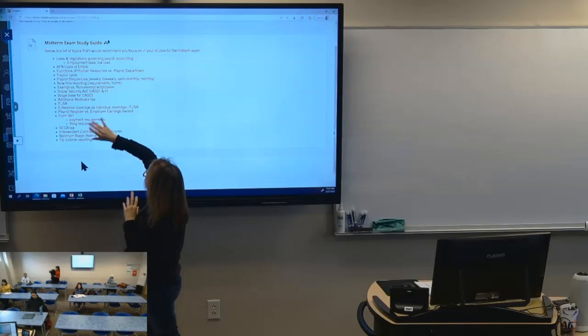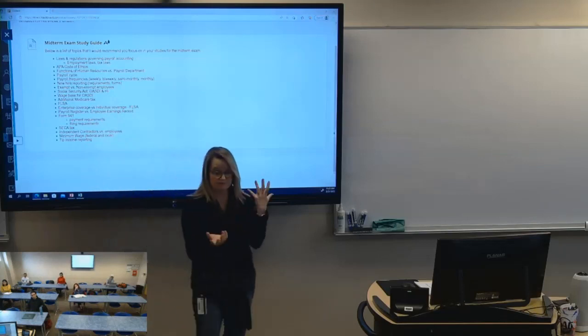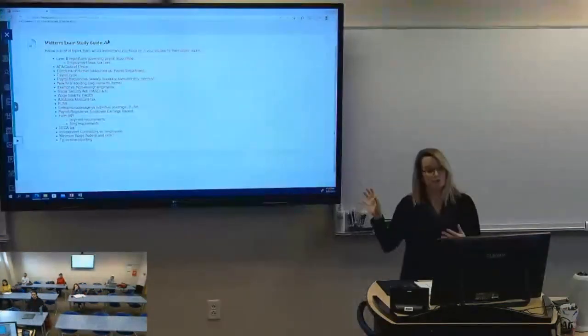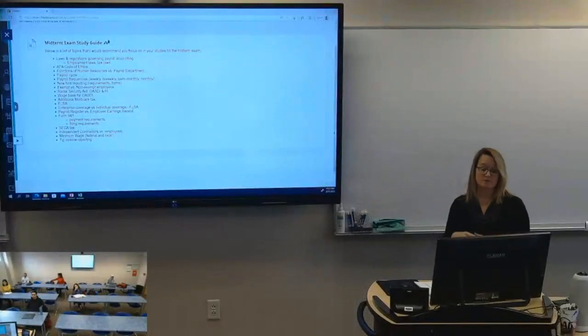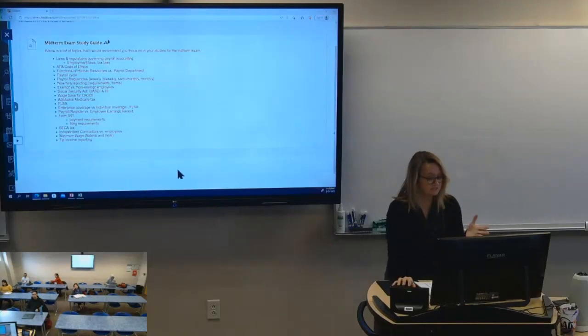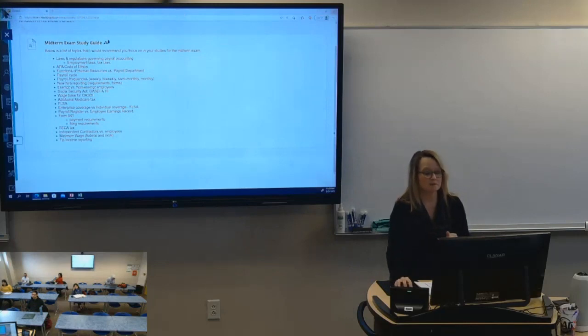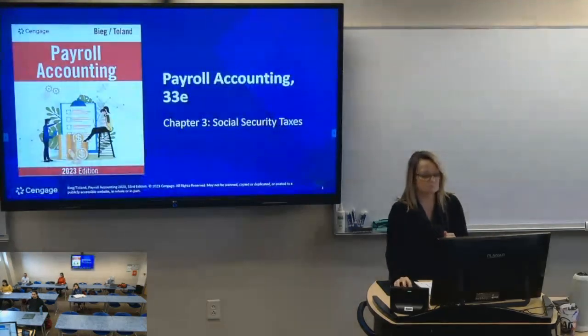The additional Medicare tax we've not covered yet. The Form 941 we've not covered yet. FICA tax we've not covered yet. But pretty much everything else we've covered in chapters 1 and 2. So most of those items should be familiar to you, even if you were to look at it and start studying now. I'm sorry, I know that's kind of small to see, but it's on Blackboard, so you guys have access to it as well. So that's a little bit of a preview.